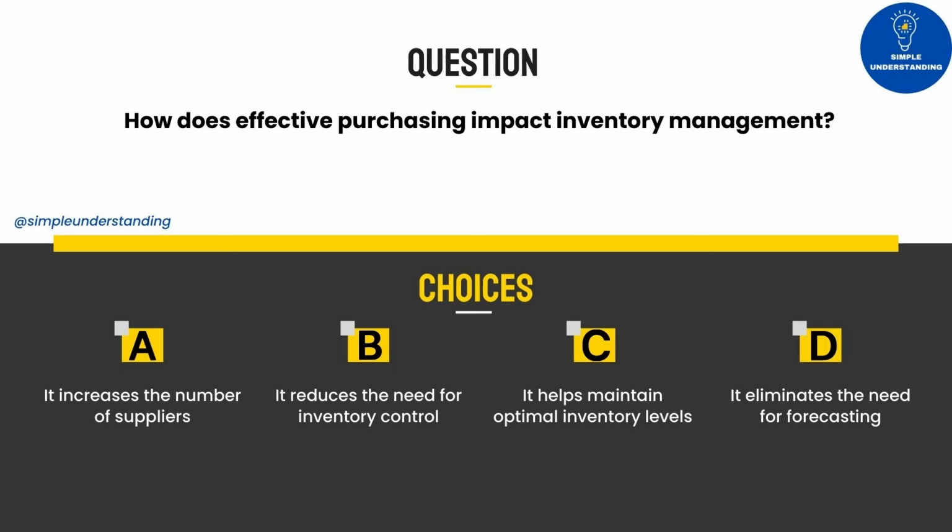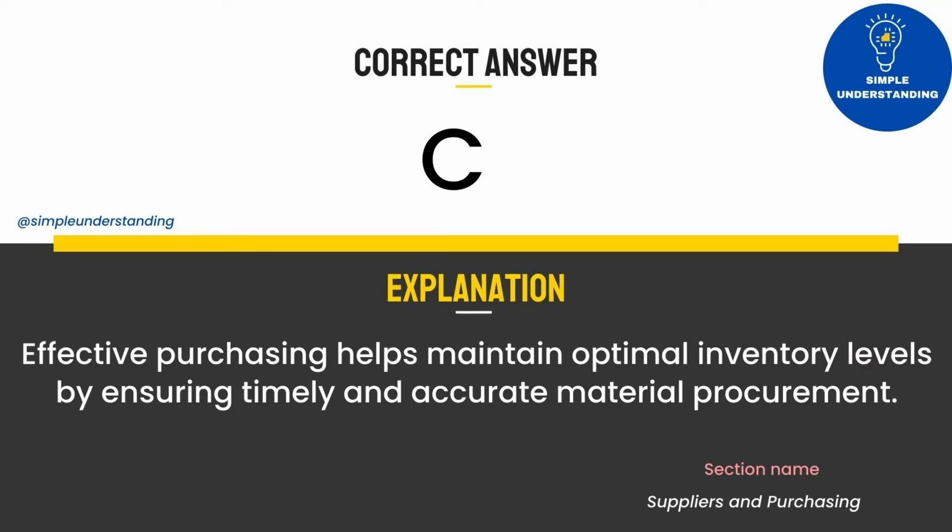It reduces the need for inventory control. C. It helps maintain optimal inventory levels. D. It eliminates the need for forecasting. Correct answer: C. Overall explanation. Effective purchasing helps maintain optimal inventory levels by ensuring timely and accurate material procurement.